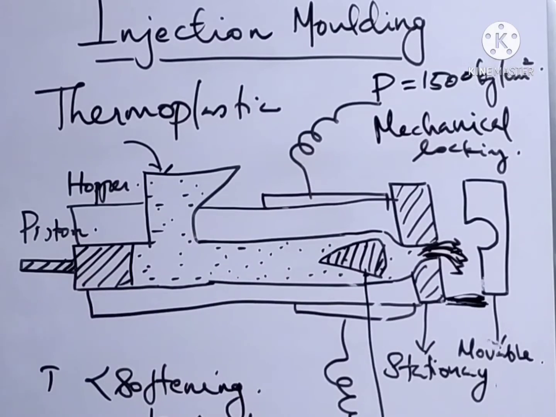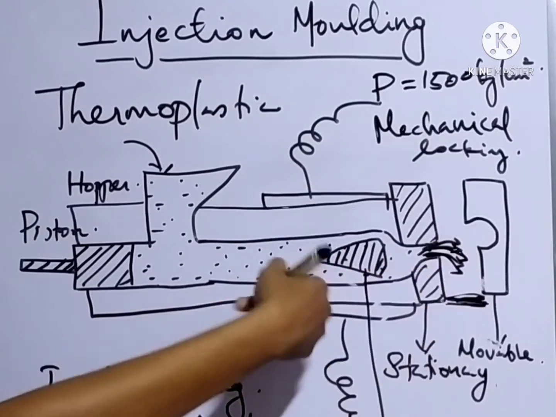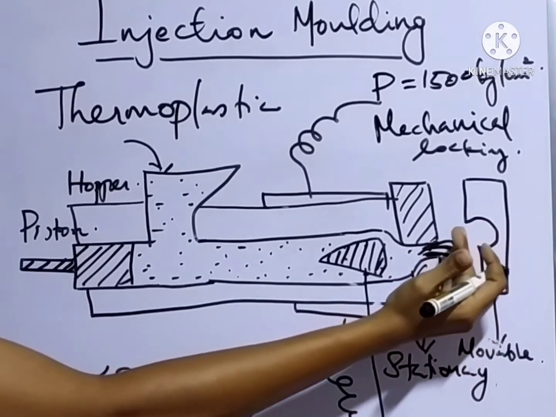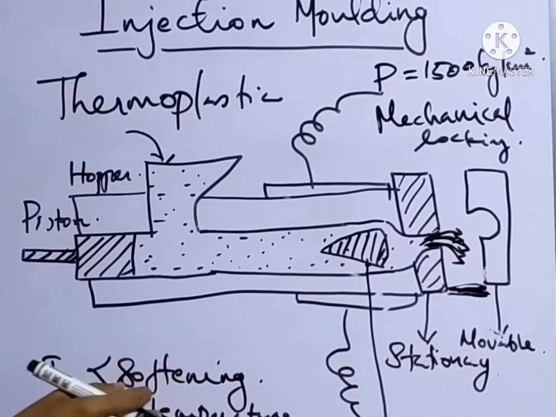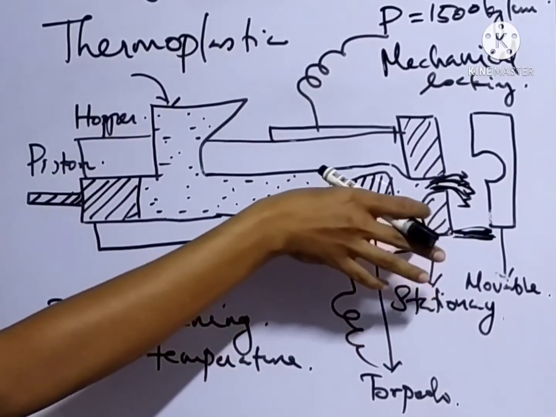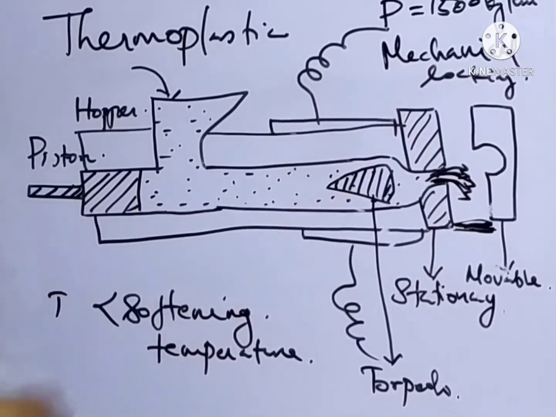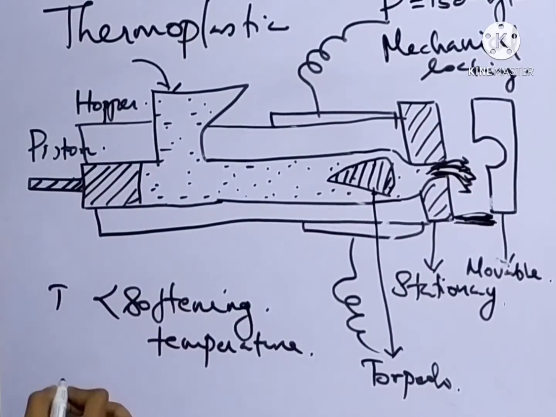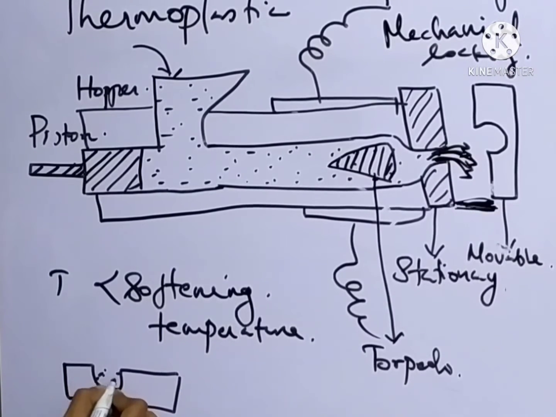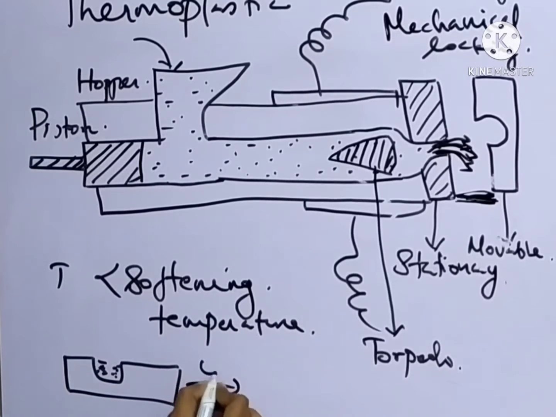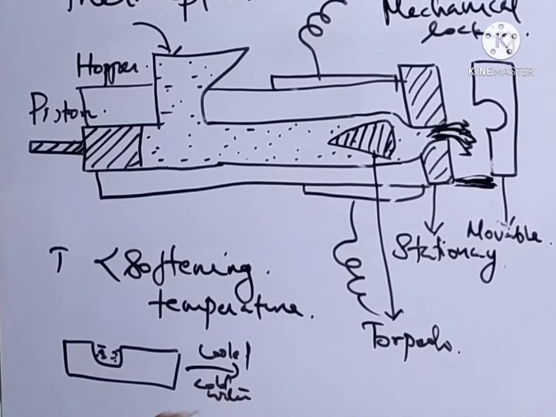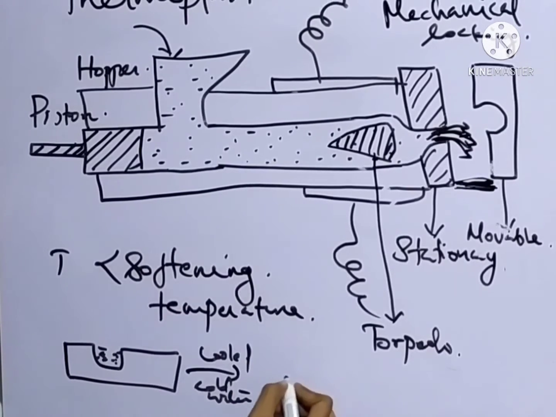So when polymer is injected into this mold, this movable part will come closer to the stationary part and the polymer is trapped in the cavity and the molten material is cooled by cold water. So this molded material in the cavity is cooled by cold water and ejected from the mold.